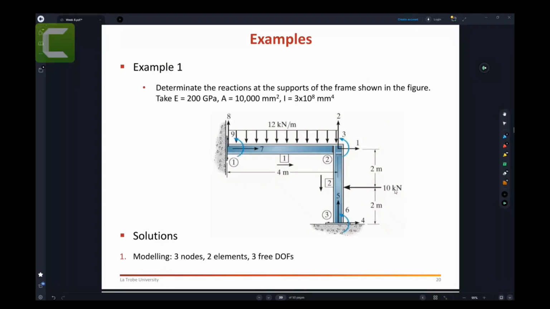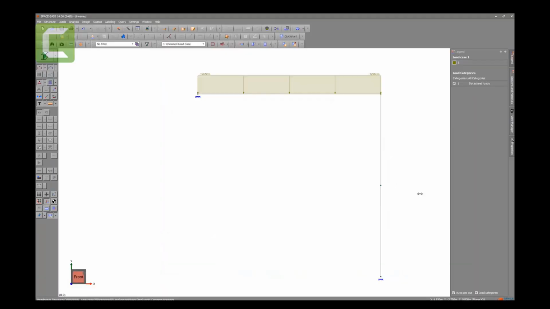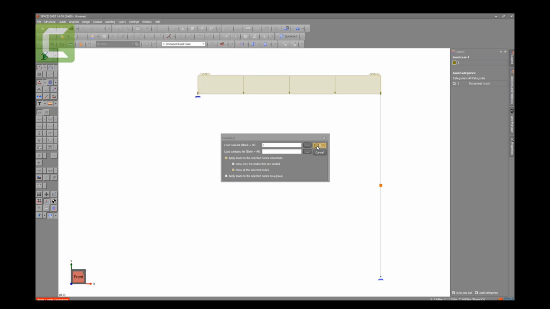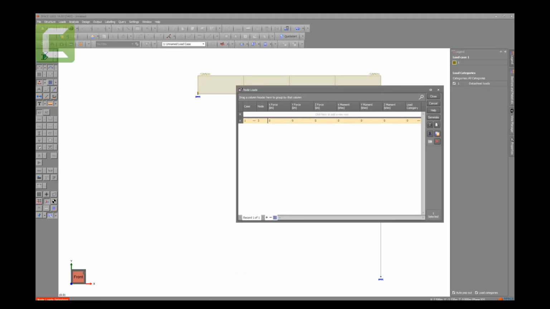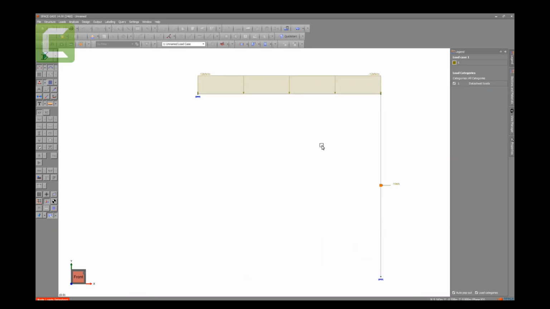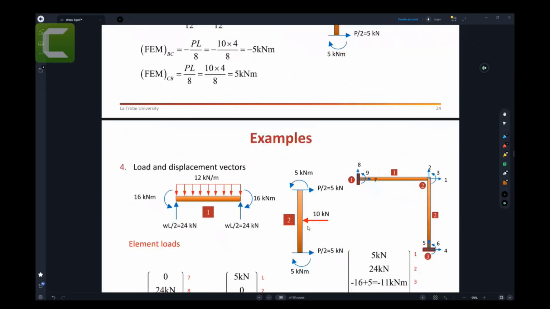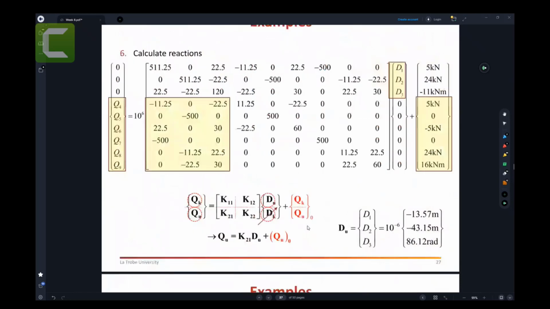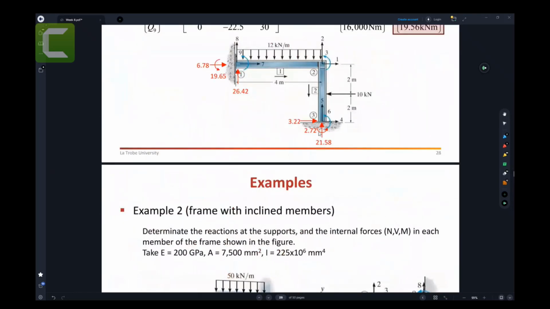You have another loading which is 10 kilonewtons coming this way. So single click on here. How much was that? 10. OK, so X is minus 10. Hit OK and hit OK. So that's what you can see. If you want to correct these ones, that would be good. If you can just correct going this way, that would be good.